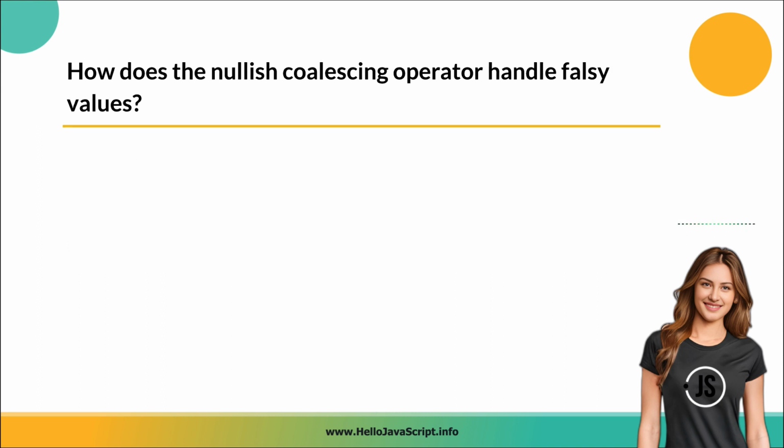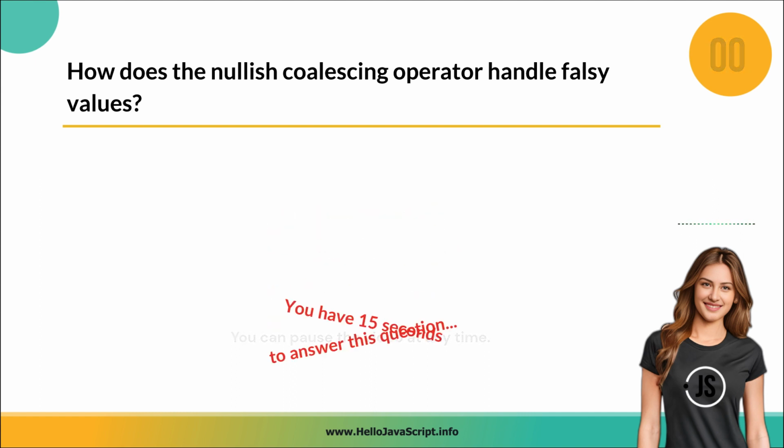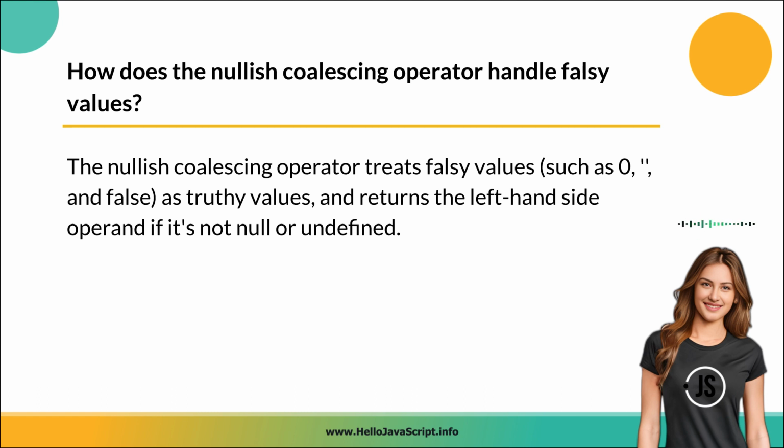Let's move on to the next question. How does the nullish coalescing operator handle falsy values? Here is the response to this interview question. The nullish coalescing operator treats falsy values, such as 0, empty strings, and false, as truthy values, and returns the left-hand side operand if it's not null or undefined.